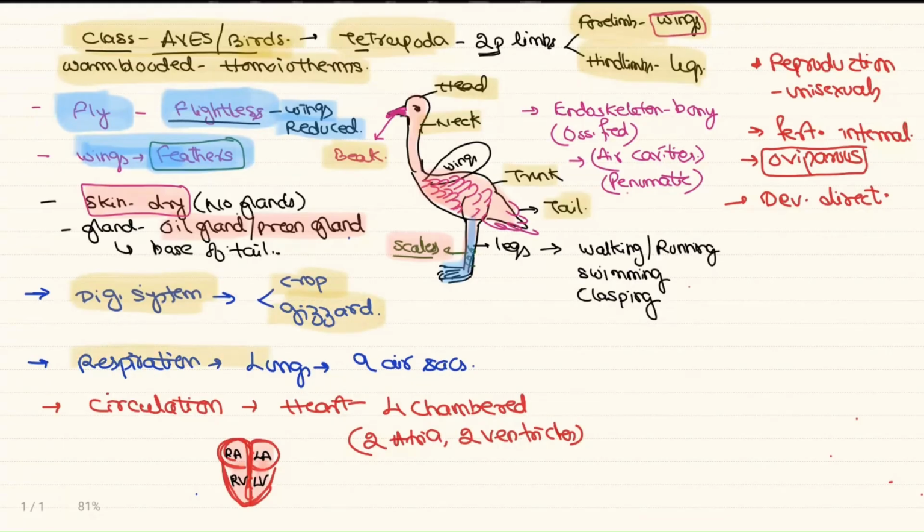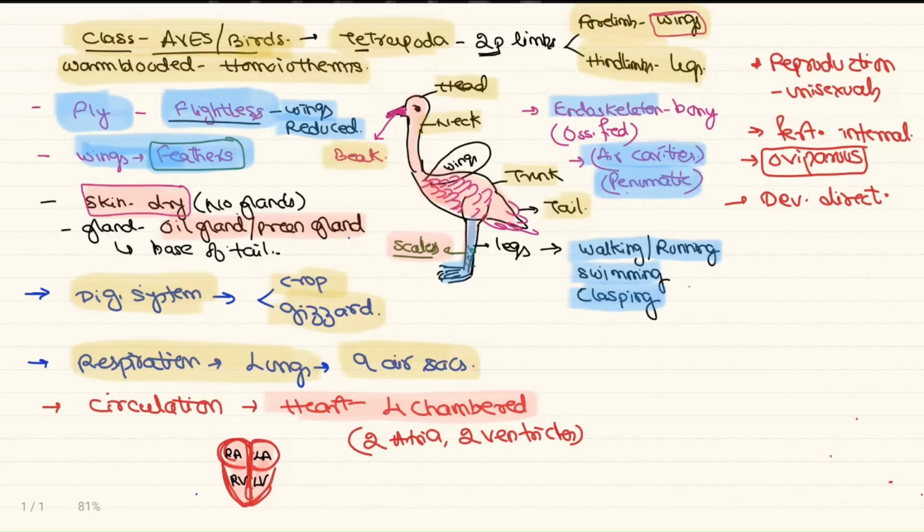Coming to the systems, the digestive system has two additional structures, the crop and the gizzard. Respiration is by lungs. The lungs are now supported by 9 air sacs. These air sacs also help to make the bones pneumatic in nature. Circulation, closed circulation with a four-chambered heart, two atria and two ventricles. A special property is pneumatic bones in the case of the birds. The endoskeleton is ossified, but it has the air cavities.